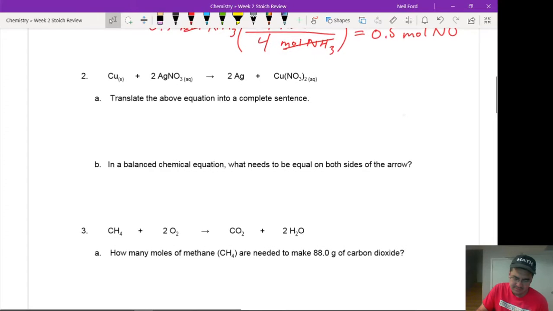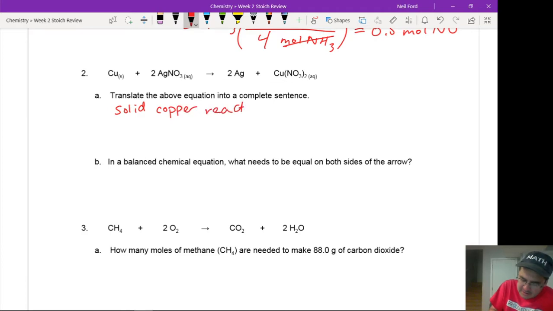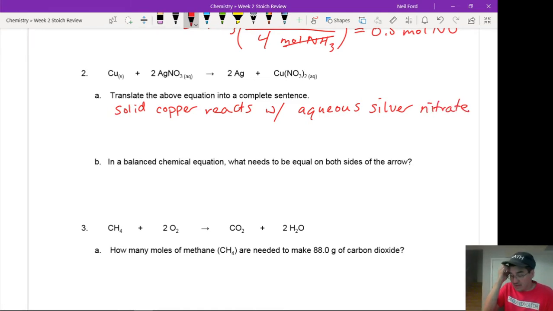Okay, moving on to number 2. It says copper plus silver nitrate makes silver plus copper nitrate. It's already balanced for us, so I can just say solid copper reacts with aqueous silver nitrate, and I don't need any Roman numerals because silver just has one oxidation state, so it's always a +1. Makes, so silver makes solid silver, and I think we forgot.